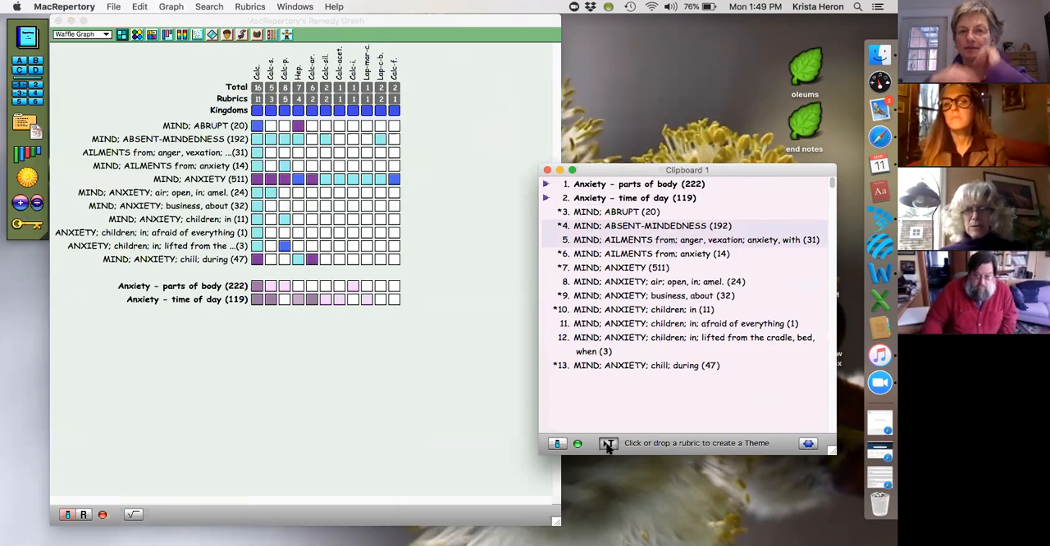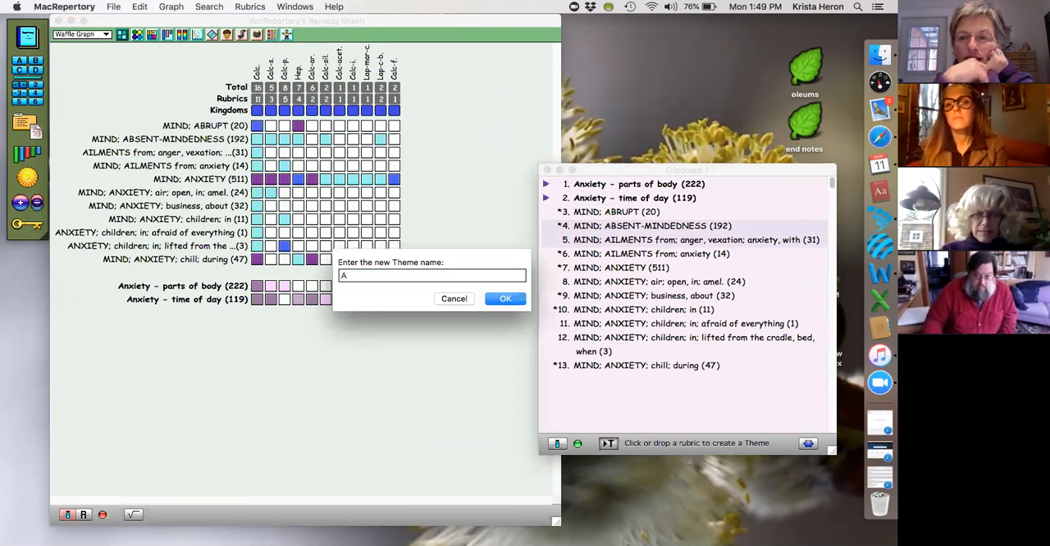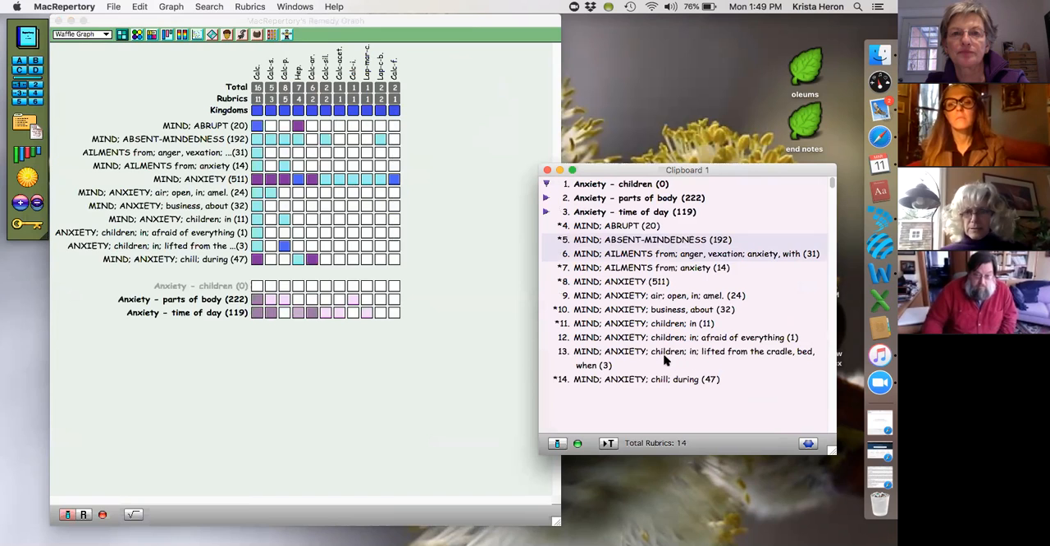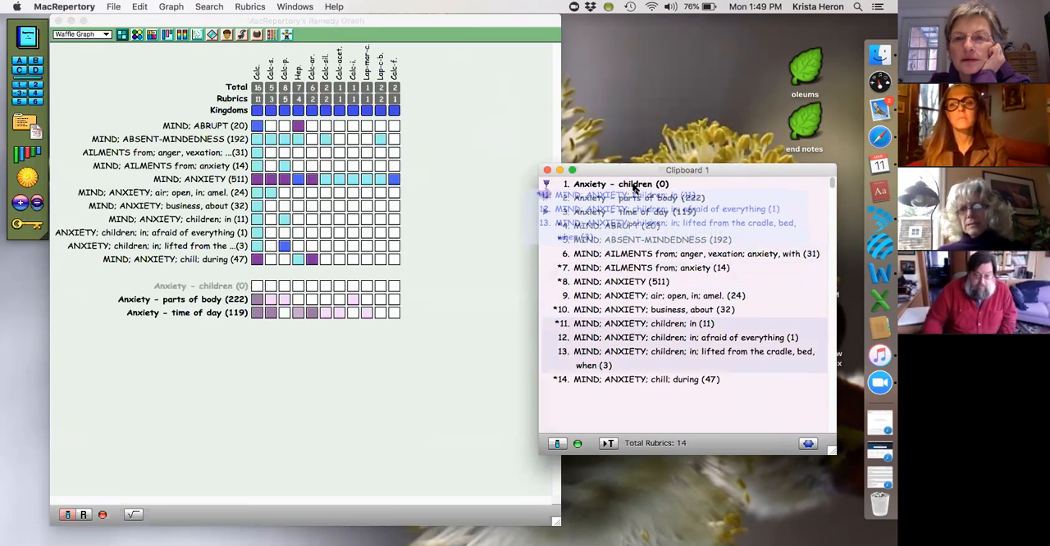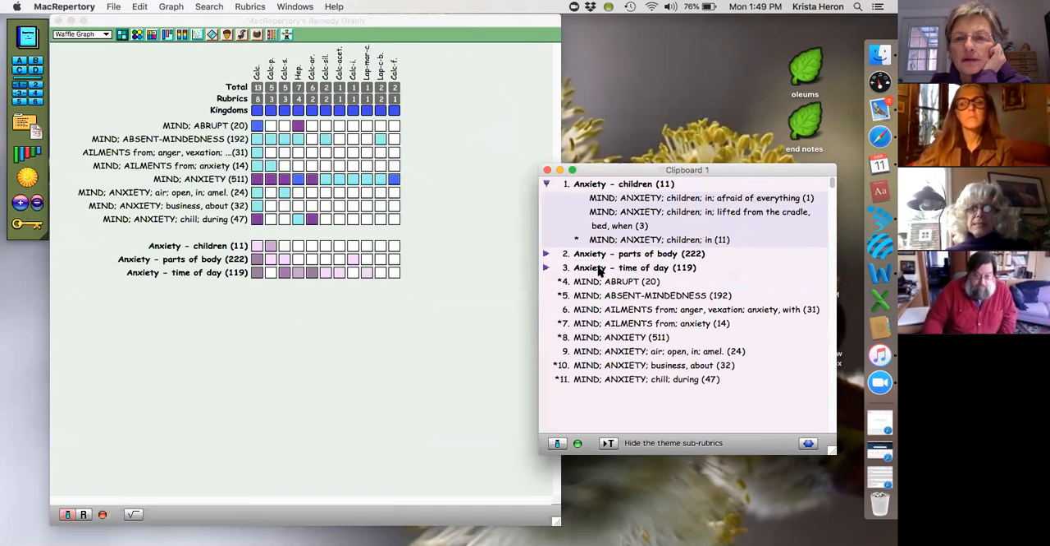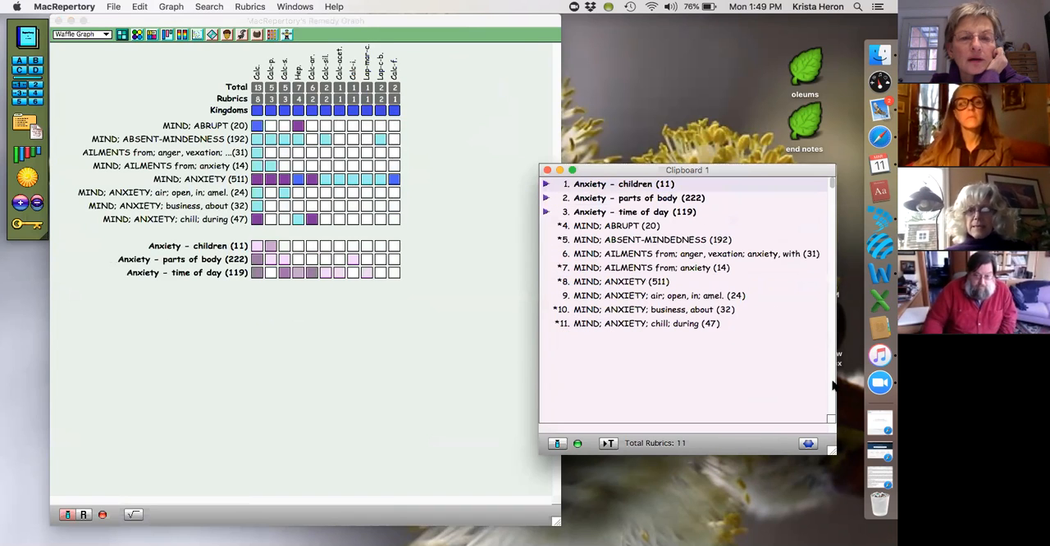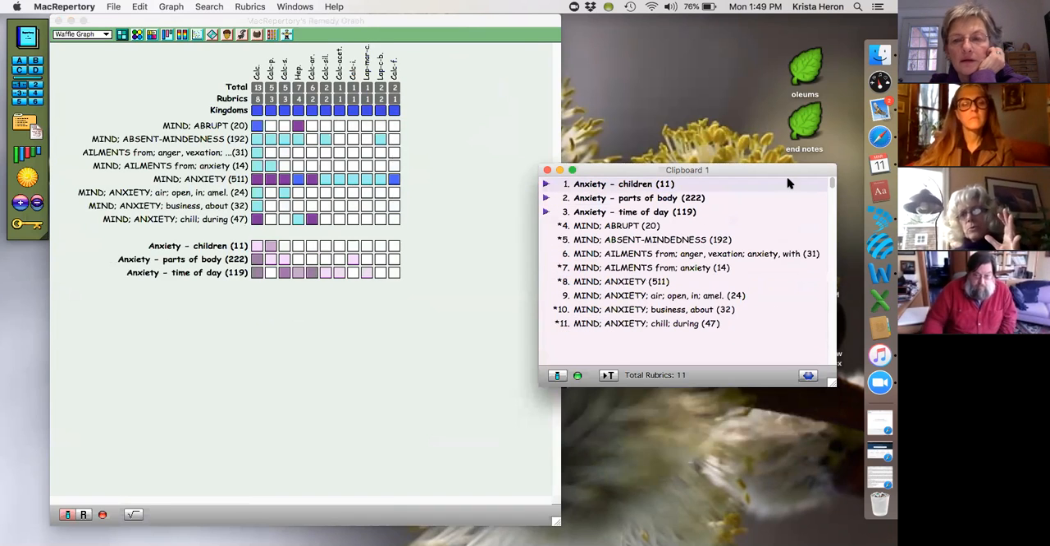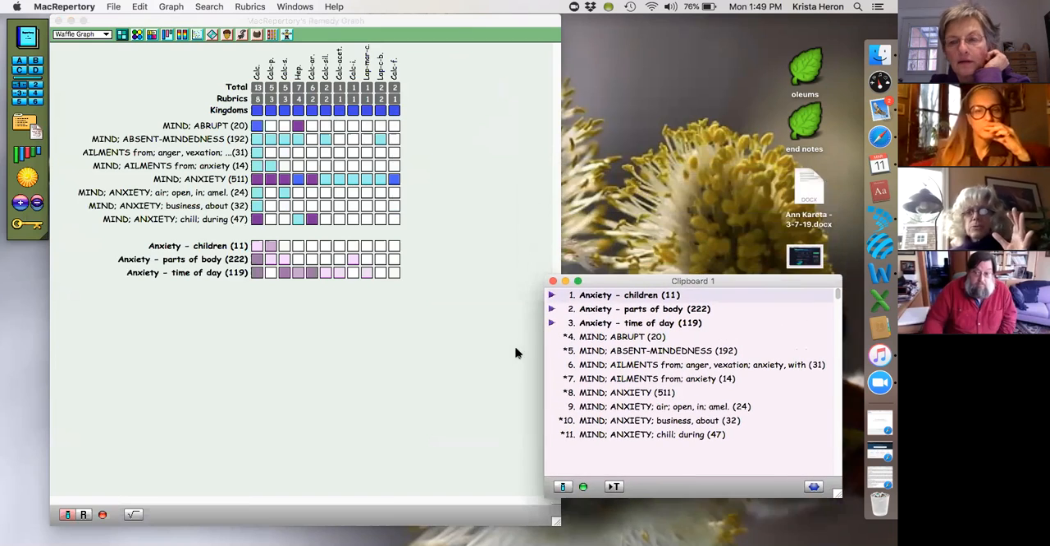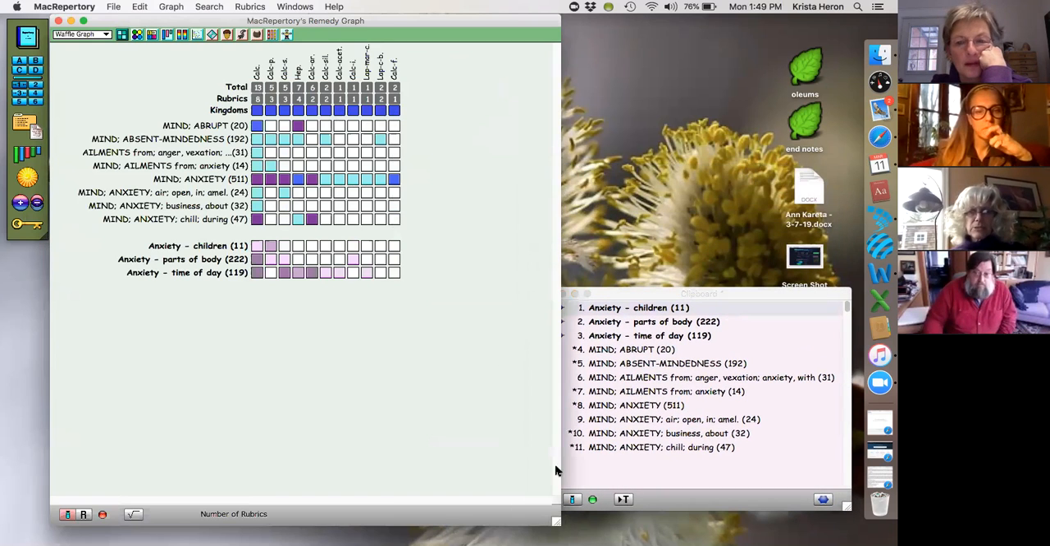Okay, so carry on. Just to make a point here, I'm going to put all the rubrics that are left over in my little group here, things related to children. So what this does is this weights, or can weight, your repertorization in a particular way.